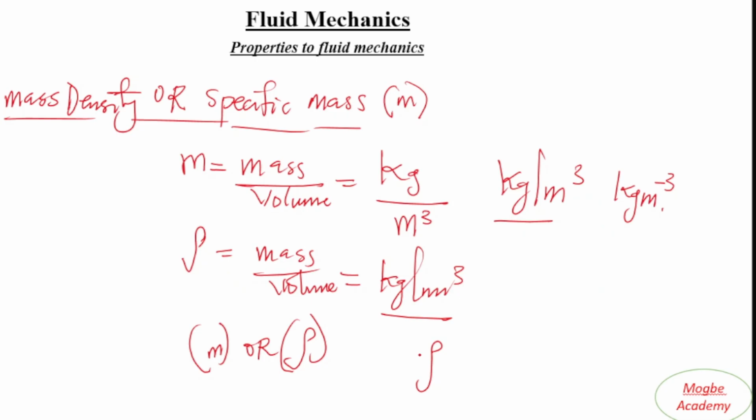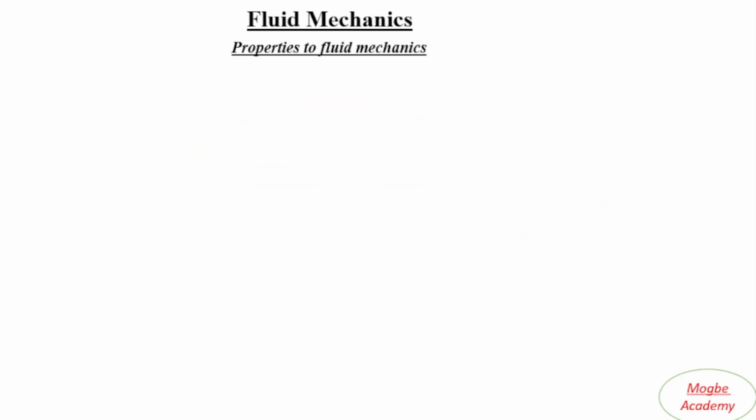Now, after we've considered mass density as a property of fluid mechanics, let's consider the next property. The next property of fluid mechanics is what we call the specific volume. Now, somebody will ask me, what's specific volume? Specific volume is the product of volume per unit mass, and it is denoted with small letter v.